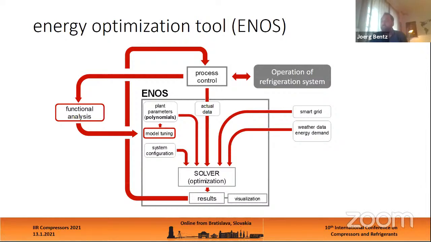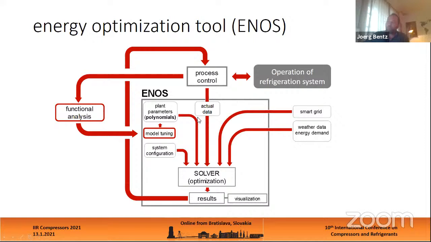As I mentioned previously, this ENOS is a software tool. The core, or the heart, of this software tool is the solver, which is actually performing the optimization, or solving the optimization problem. This solver is fed by some input data, for example, a system configuration, that is, how the individual system components are arranged relative to each other. And we further have the plant parameters, which are represented as polynomials and include the system characteristics of the components.